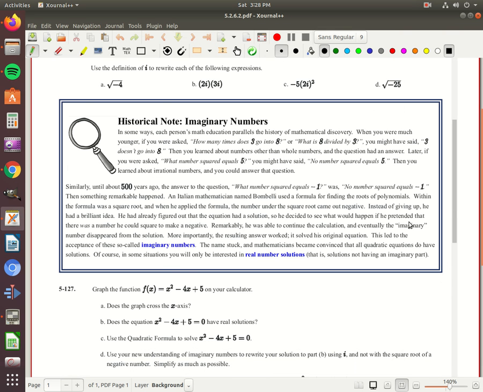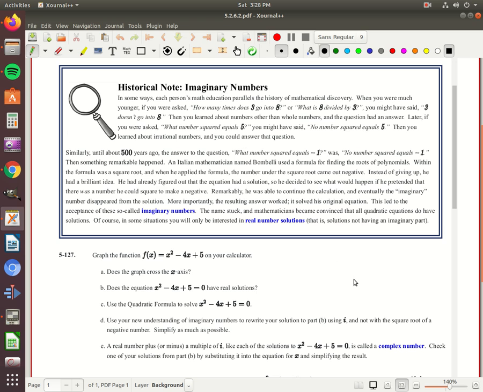Context, imaginary numbers. In some ways, each person's math education parallels the history of mathematical discovery. When you were much younger, if you were asked how many times does 3 go into 8, or what is 8 divided by 3, you might have said 3 doesn't go into 8. Then you learned that numbers other than whole numbers exist, and the question had an answer. Later, if you were asked what number squared equals 5, you might have said no number squared equals 5. Then you learned about irrational numbers. Similarly, about 500 years ago, the answer to what number squared equals negative 1 was no number squared equals negative 1. Then something remarkable happened.